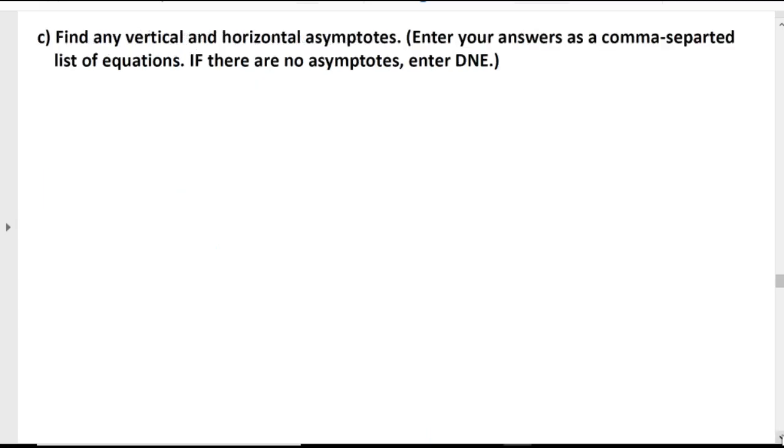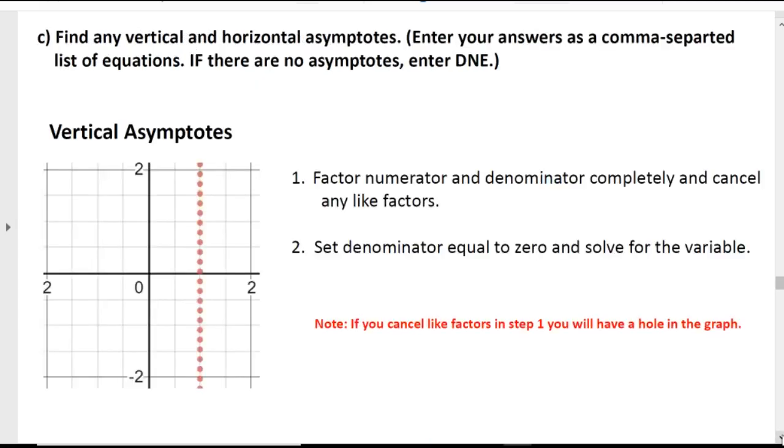Find the vertical and horizontal asymptotes. So remember that for the vertical asymptote, you want to factor the numerator and denominator completely and cancel any like terms. Then you want to set the denominator equal to 0 and solve for the variable. And if you cancel any factors in step 1, that just means that your graph is going to have a hole.